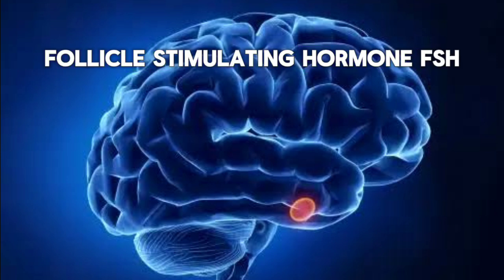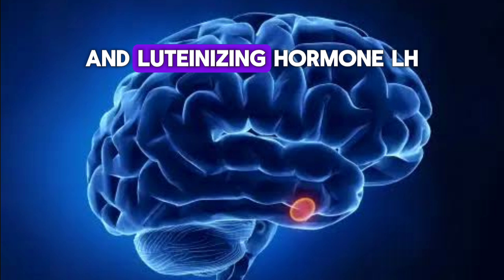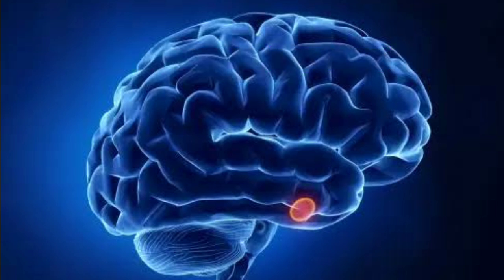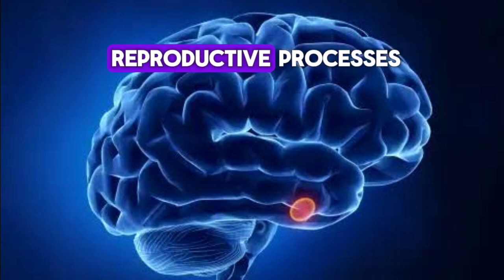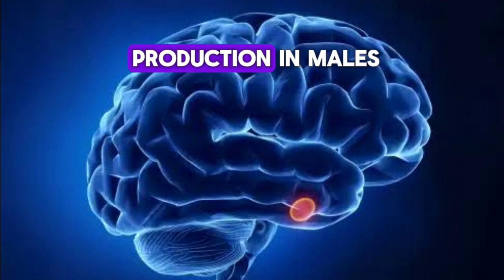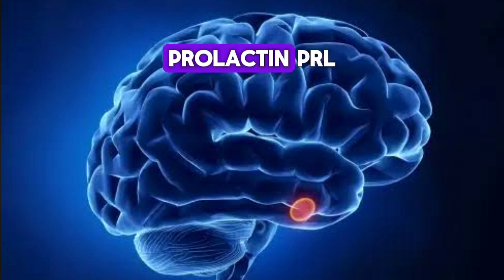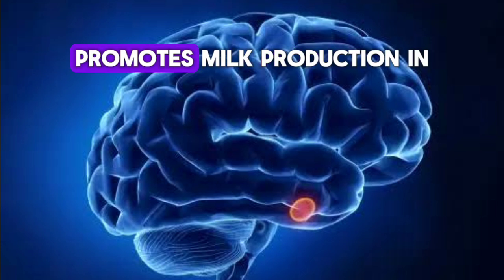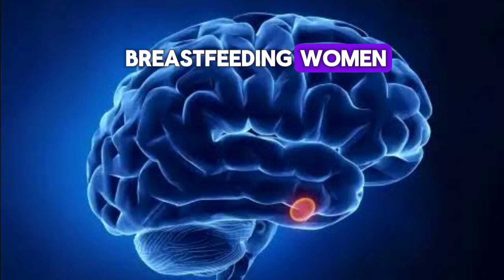Follicle-stimulating hormone, FSH, and luteinizing hormone, LH. These hormones regulate the reproductive processes, including the menstrual cycle in females and sperm production in males. Prolactin, PRL, promotes milk production in breastfeeding women.